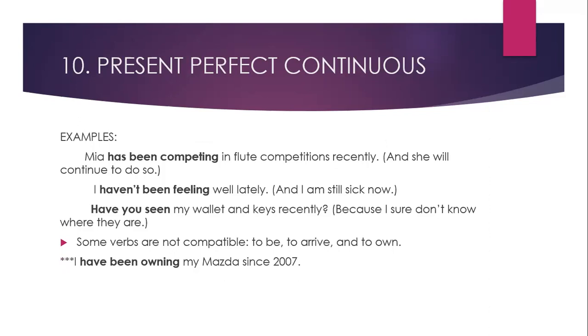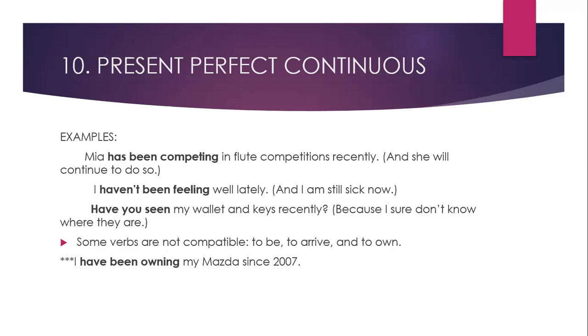So examples for present perfect continuous. Mia has been competing in fruit competitions recently. And this means that she will continue to do so. It's not something that has ended. I haven't been feeling well lately, which means that even as you're speaking, you're still not feeling well. That is when we use the present perfect continuous.